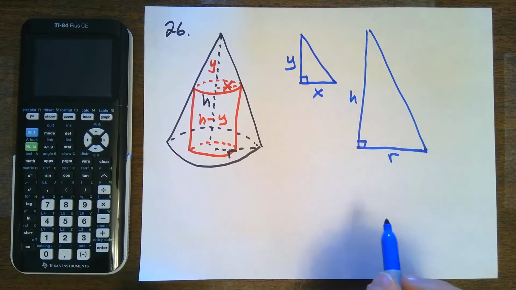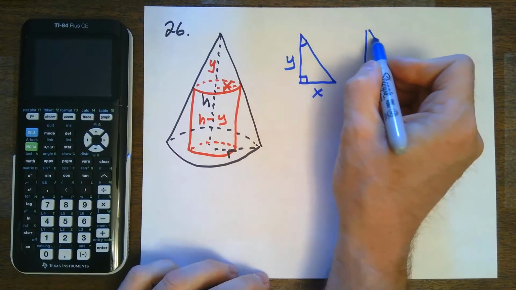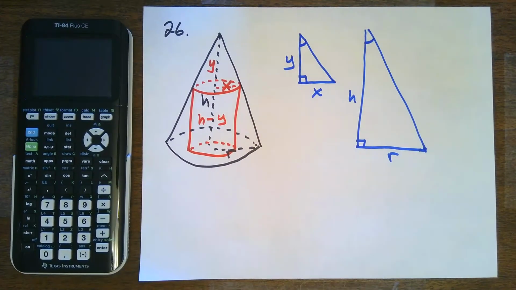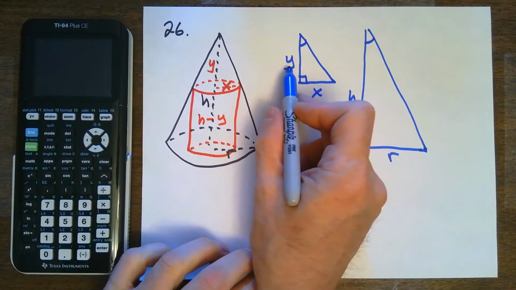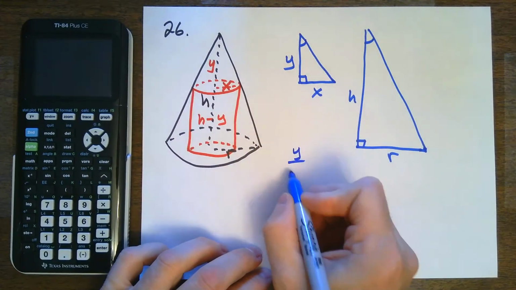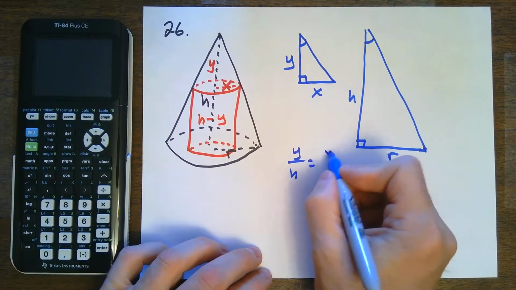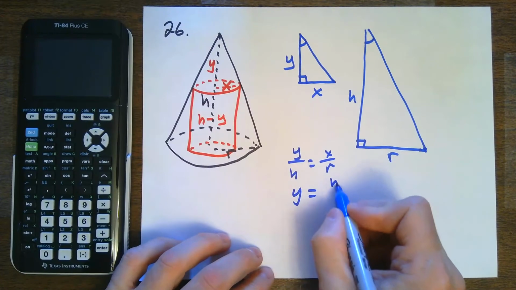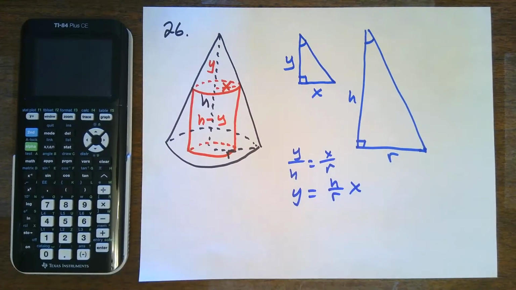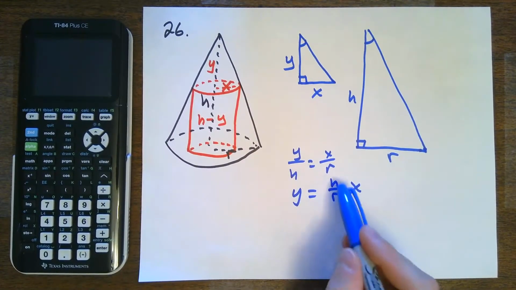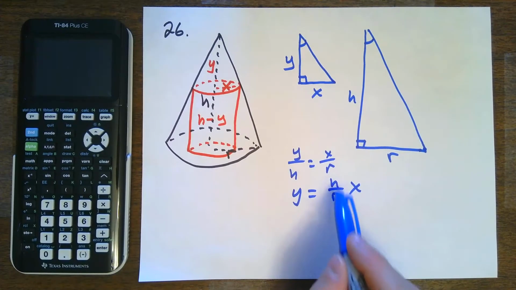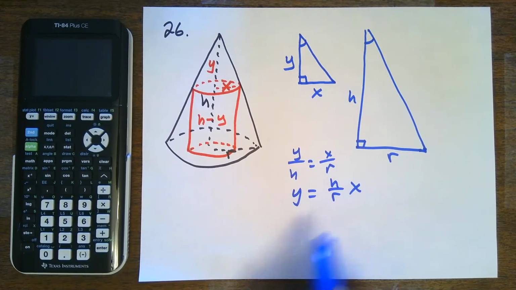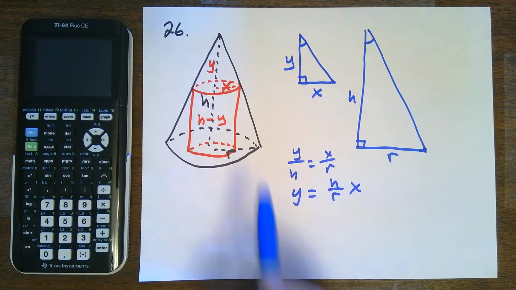Well, two similar triangles, and I know they're similar because these angles would be the same by the angle similarity postulate. I know the triangles are similar, which means that y is to h as x is to r. So y equals h over r times x. And again, h and r are fixed numbers, so think about this as a constant. Okay.